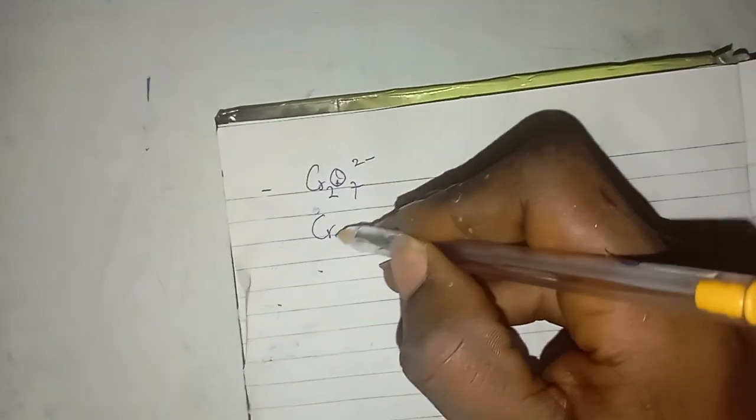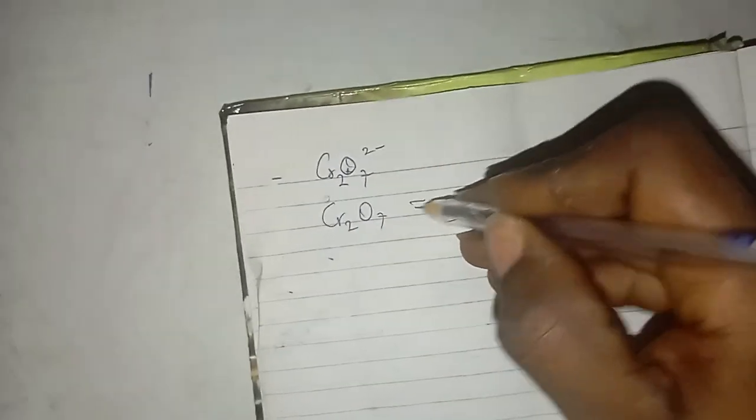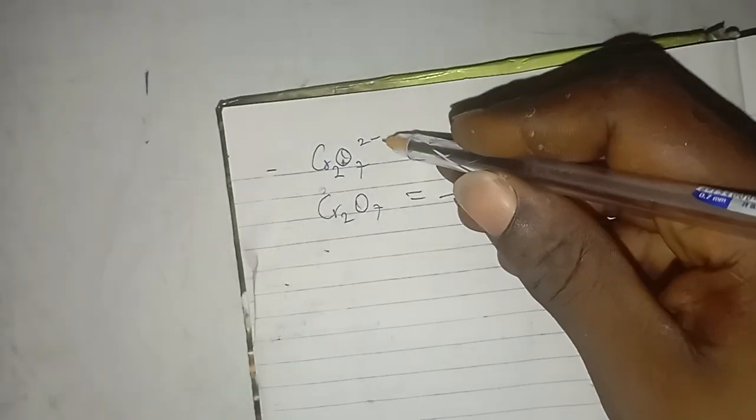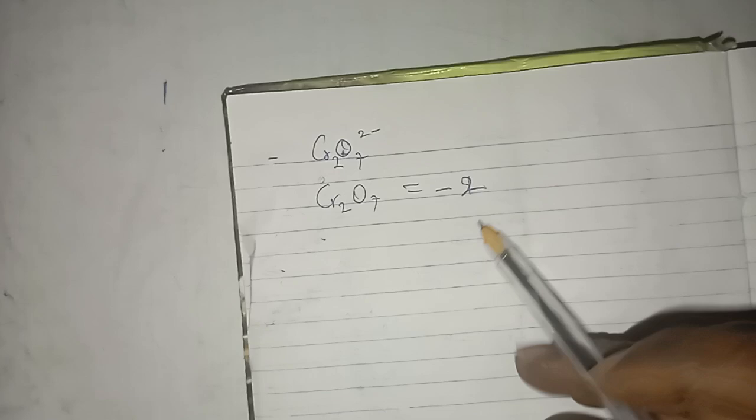So in order to do this, I will say Cr2O7 2-. Since it's an ionic compound, this is going to be decided as Cr2O7 equals minus 2, because the charge here is minus 2. So applying that rule, that for every ionic compound, the oxidation number is equal to the charge.